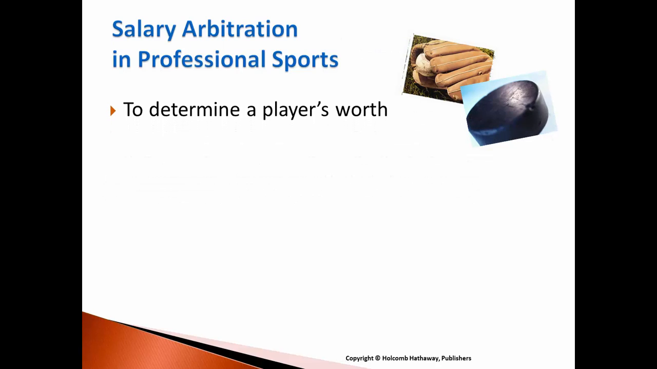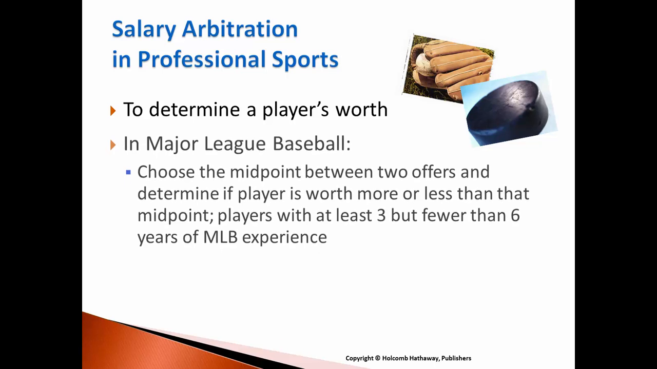Now, with salary arbitration in professional sport, really what you're doing is determining a player's worth. And in that, they consider the player's eligibility, the process itself, and the criteria for judging a player's worth. So in Major League Baseball, basically what they do is they choose a midpoint between two different offers and determine if the player is worth more or less than that midpoint. Players with at least 3 but fewer than 6 years of experience, for example. In the National Hockey League, they choose either of 2 offers or an amount between the two, and players are eligible for 4 years. So those are kind of the negotiation areas that they go through.